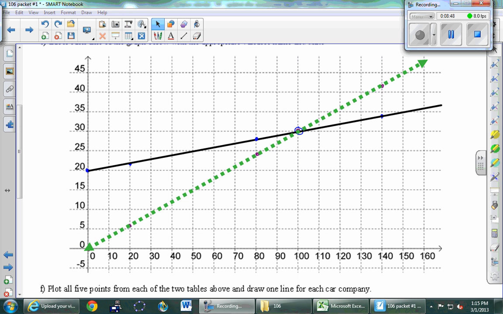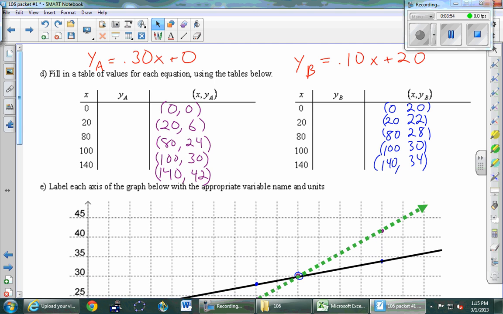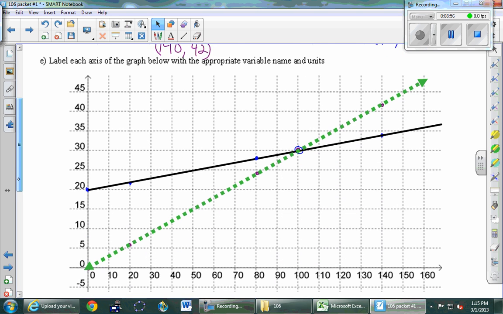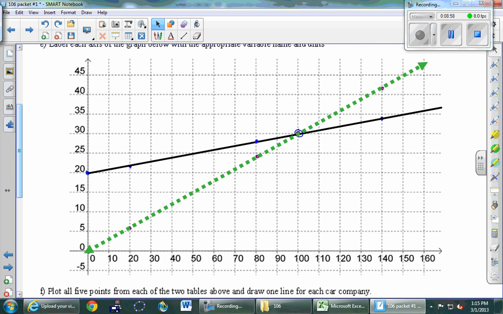All right. Any questions about the table? Everybody's all right filling in the numbers in the tables? And then we plot the points, and we get these two different lines. And hopefully you can see from the pictures that in the beginning, one of them is better than the other.